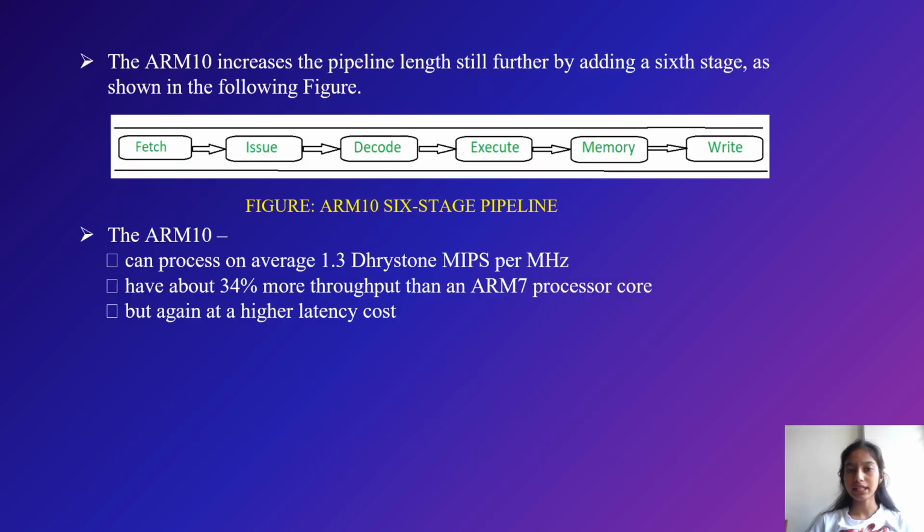The ARM10 increases the length still further by adding a sixth stage as shown in the following figure: fetch, issue, decode, execute, memory and write. This is the figure of the ARM10 6-stage pipeline. ARM10 can process an average of 1.3 Dhrystone MIPS per megahertz, with about 34% more throughput than the ARM7 processor core, but again at a higher latency cost.